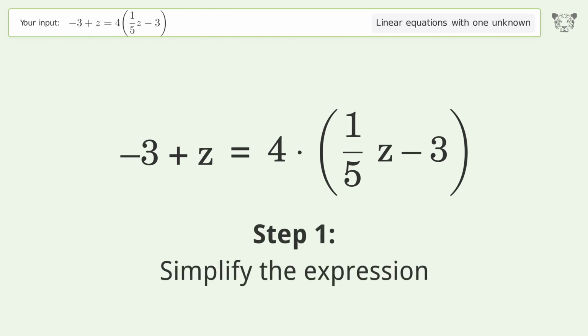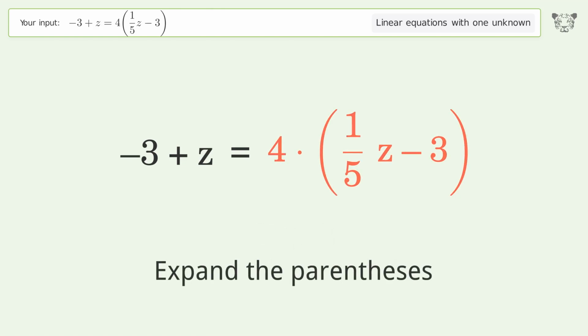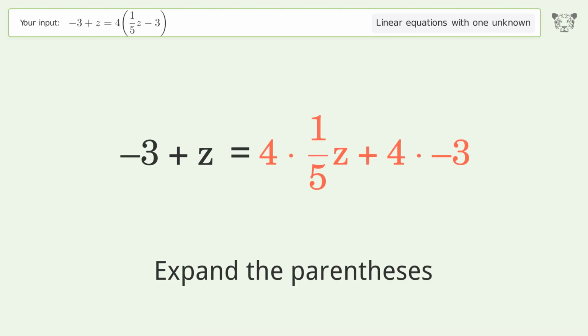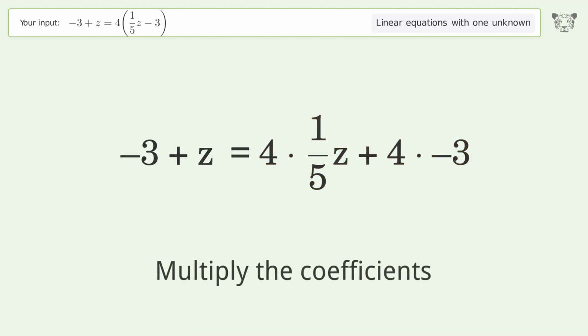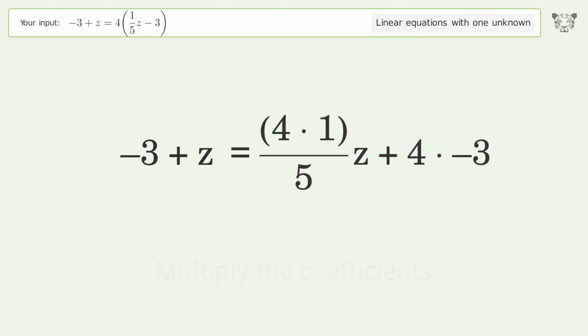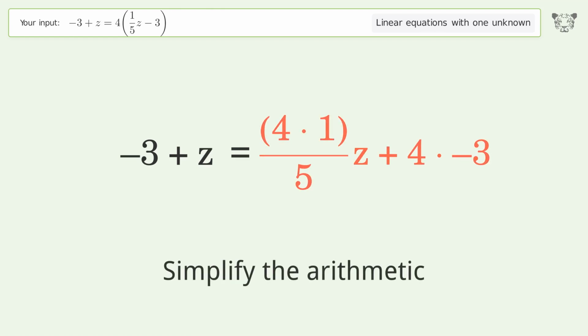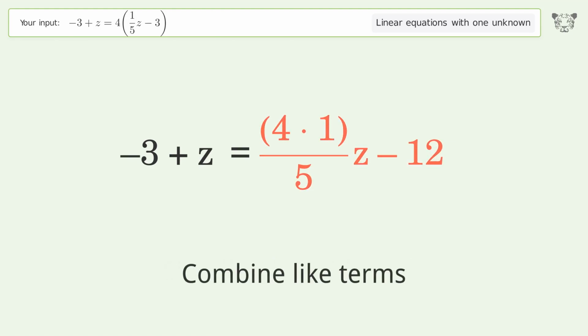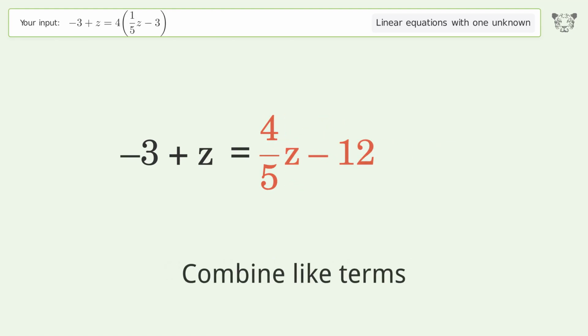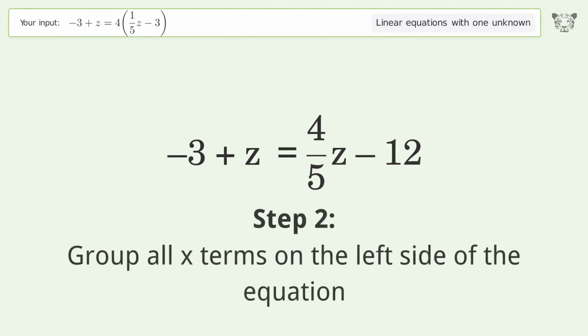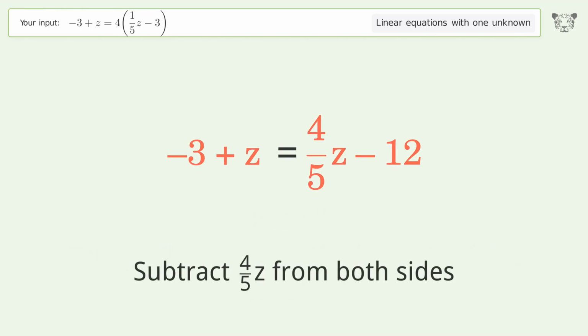Simplify the expression. Expand the parentheses. Multiply the coefficients. Simplify the arithmetic. Combine like terms. Group all x terms on the left side of the equation. Subtract 4 over 5z from both sides.